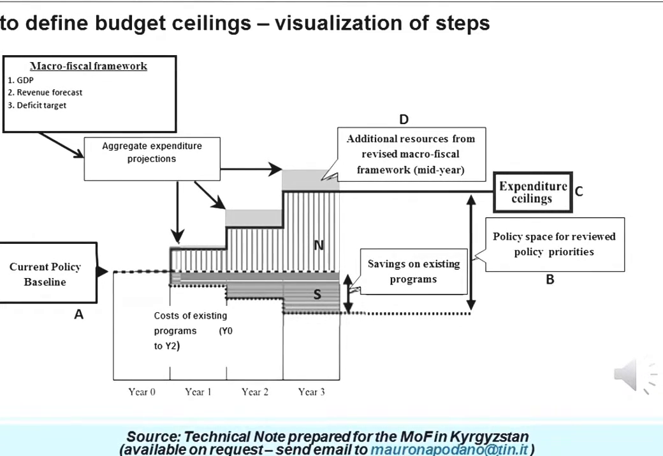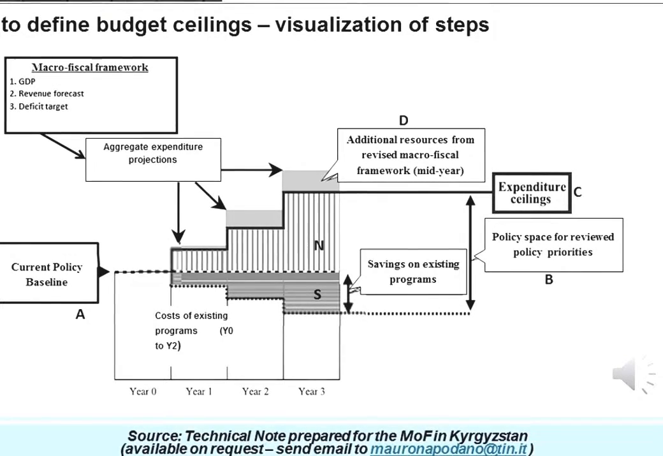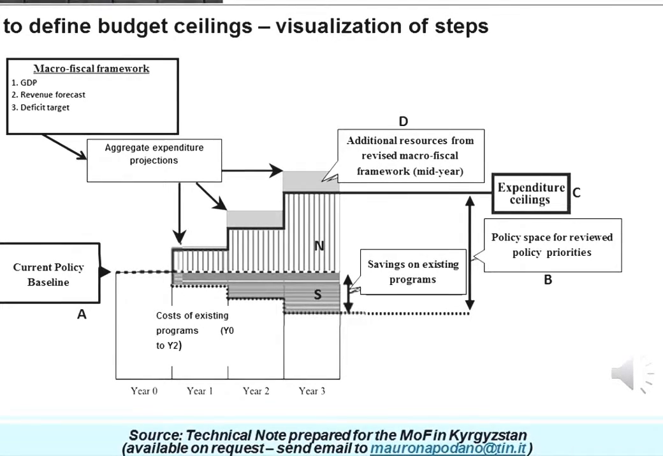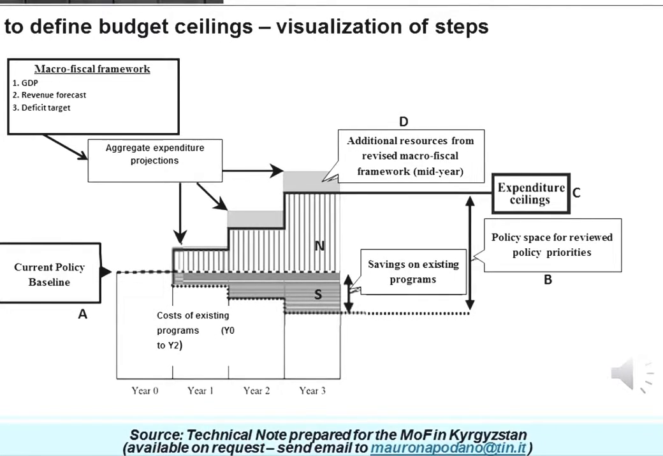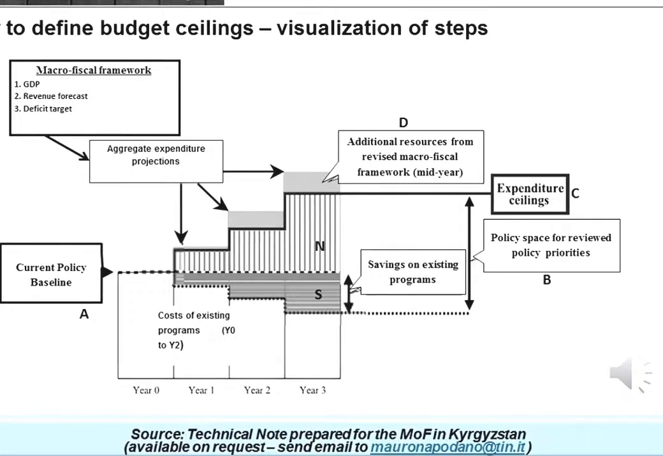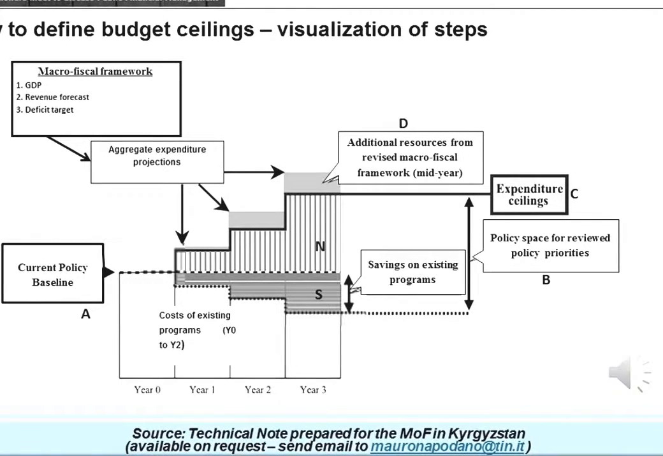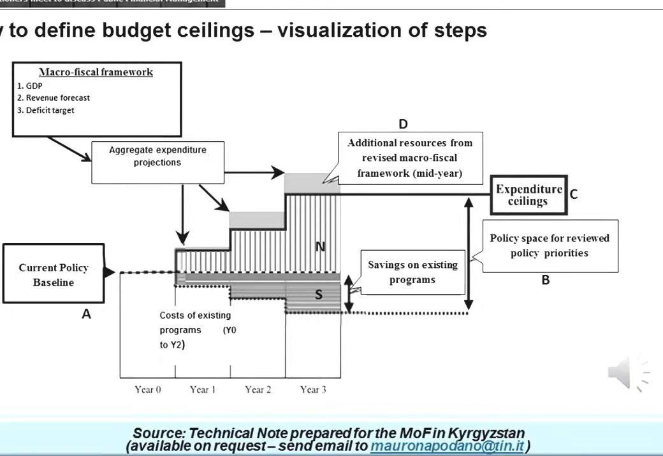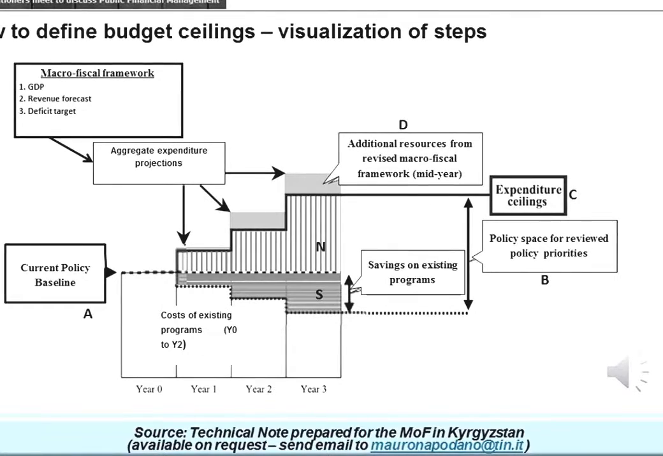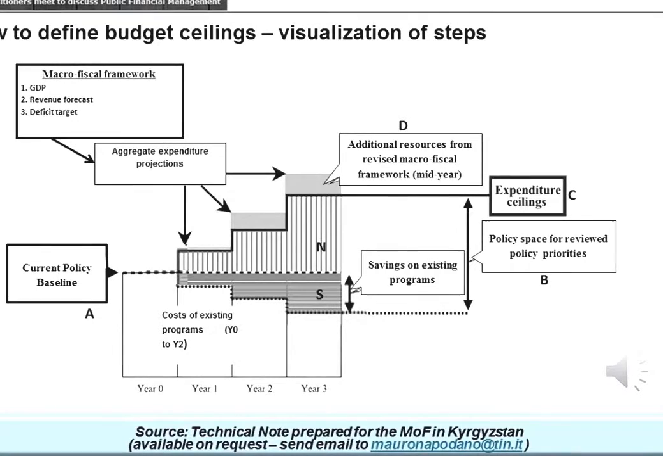This is due to two reasons. The first reason is that during parliamentary negotiation of the MTF and the budget, there may be a request for changes, and these changes may require additional expenditures. The second reason is that the government wants to create a contingency fund for emergency, so funds that are not earmarked at the moment of the budget approval.